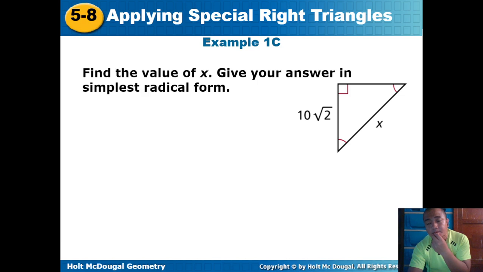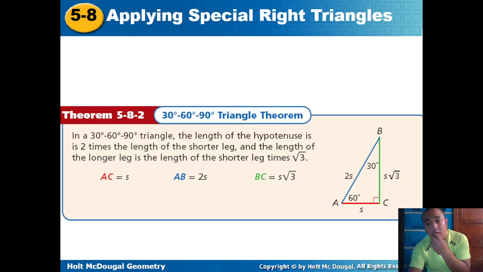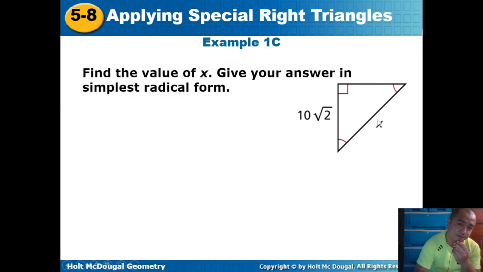Dito naman, if one of the legs of an isosceles right triangle is 10 square root of 2, what is x? Of course, you multiply it again by square root of 2. That means 10 square root of 4, or 10 times 2, 20. Okay, 20 yung x ito.